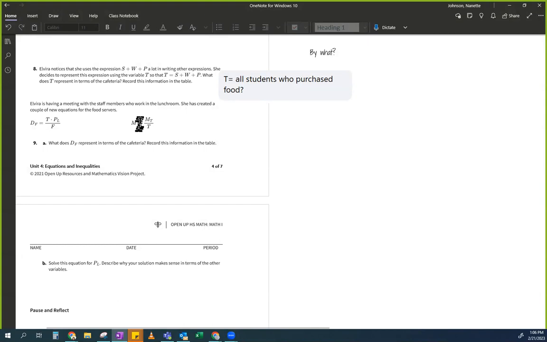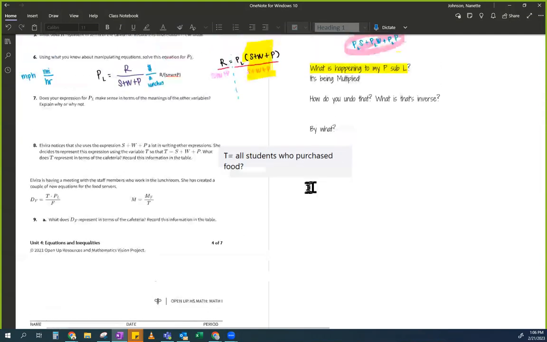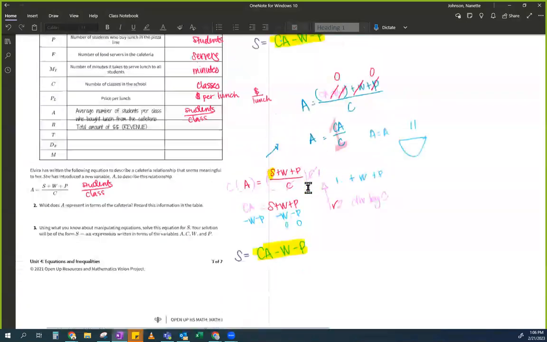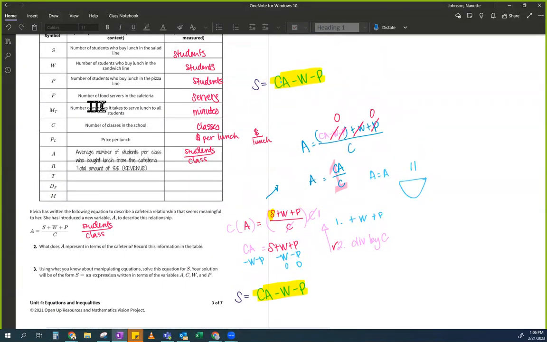Elvira is having a meeting with staff members who work in the lunchroom. She has created a couple of new equations for her servers, this and this. What does D sub F represent in terms of the cafeteria? So D sub F. Remember, T is the total number of students times the price per lunch divided by F. What does F mean? F is the number of food servers in the cafeteria.